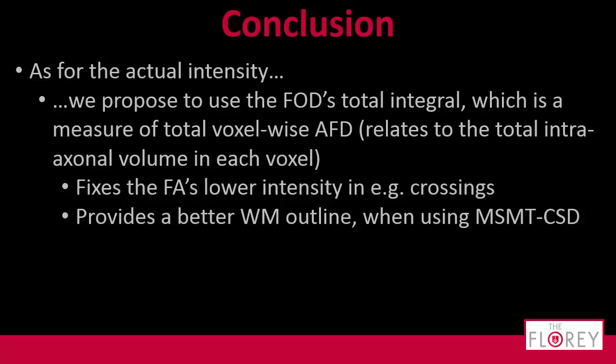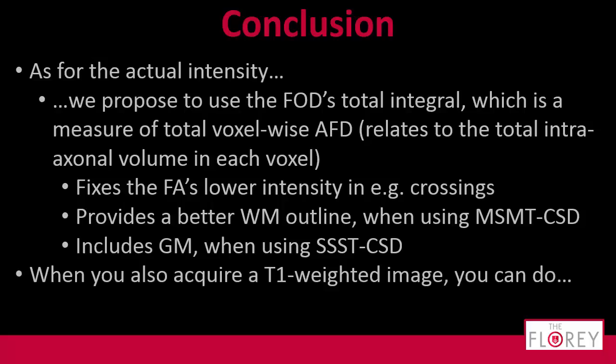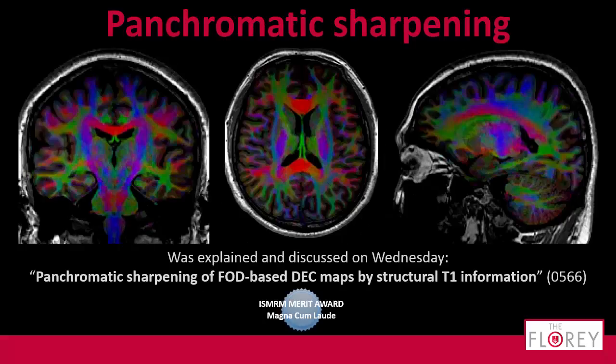lower intensity in the crossings, provides a better white matter outline when using multi-shell CSD. Single-shell, single-tissue CSD, you can always ask me, looks a little bit different since the gray matter is also in the AFD then. And when you finally also acquire a T1 weighted image, you can do this one. Very nice, but I already told it on Wednesday, so I will not repeat it.